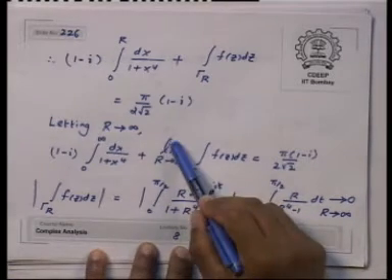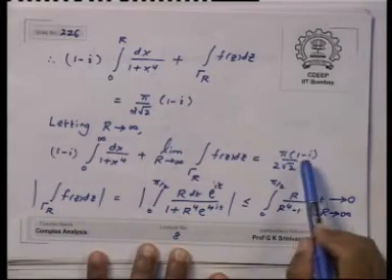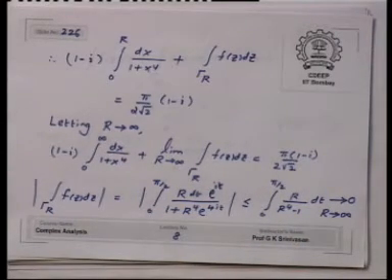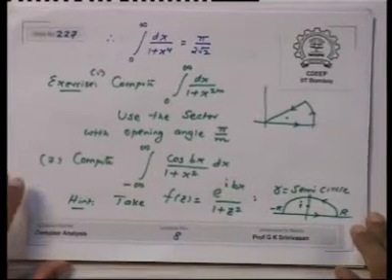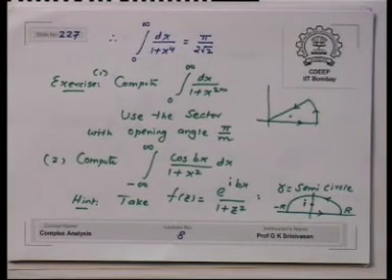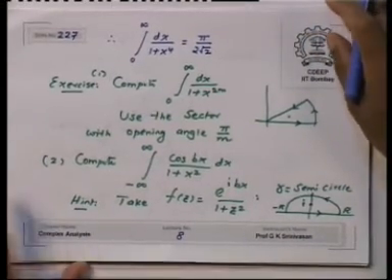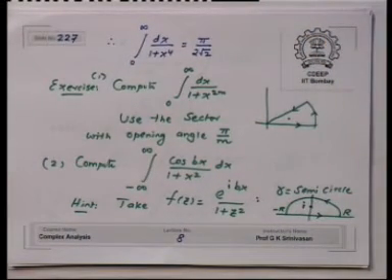So, this term is gone, and the 1 minus I cancels out. What do you get? The integral 0 to infinity dx upon 1 plus x to the power 4 equals pi by 2 root 2. Exercise: calculate the integral 0 to infinity dx upon 1 plus x to the power 2m.